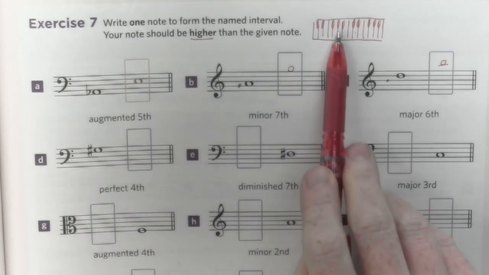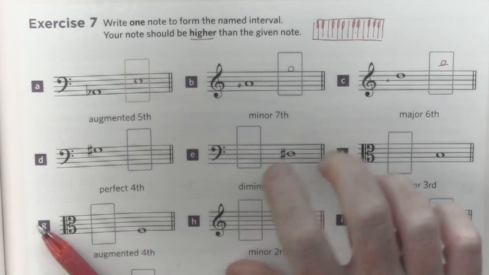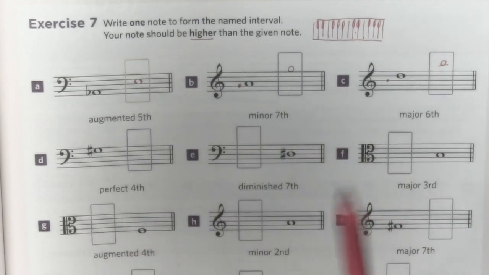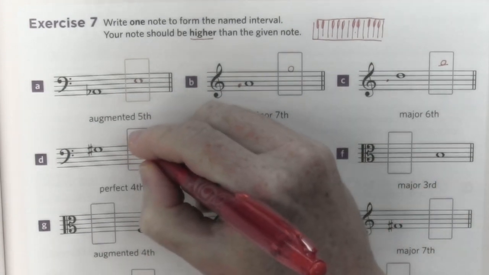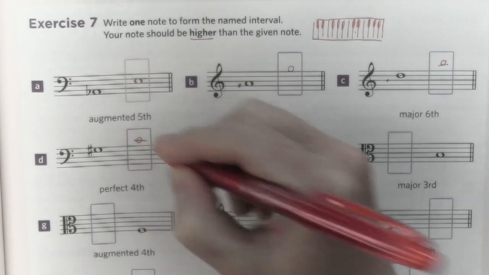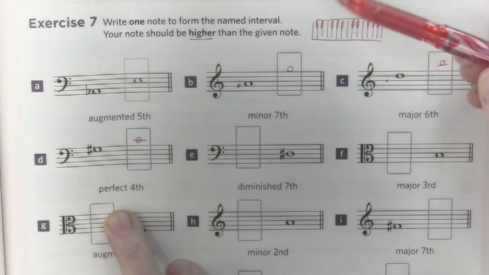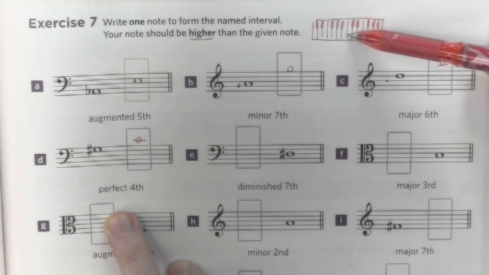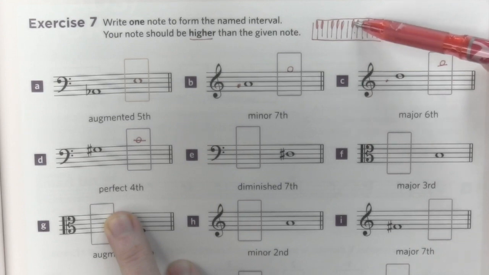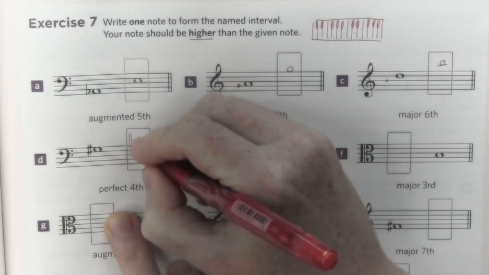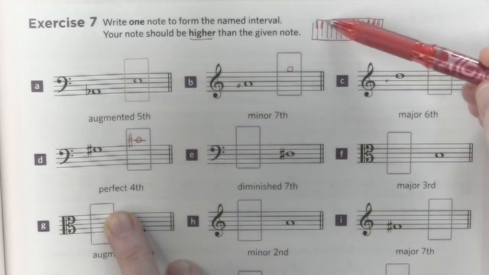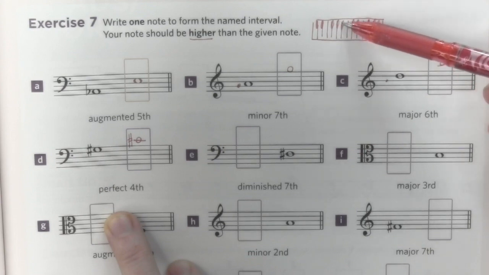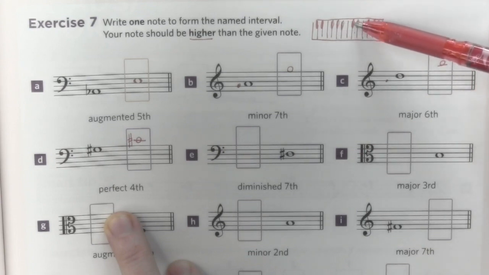So sharp. A perfect 4th. Sol, La, Si, Do. Middle C. A perfect 4th is 2 tones and a half. So from So sharp, 1, 2 and a half. Do sharp. Again, from So sharp, 1, 2 and a half. Do sharp.